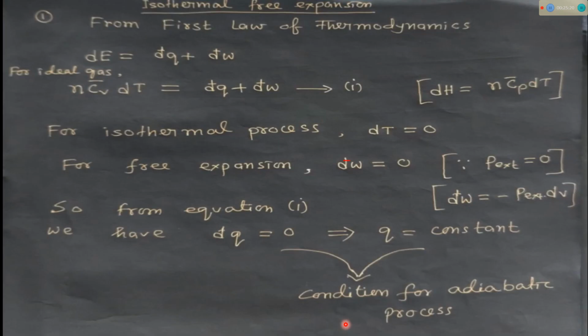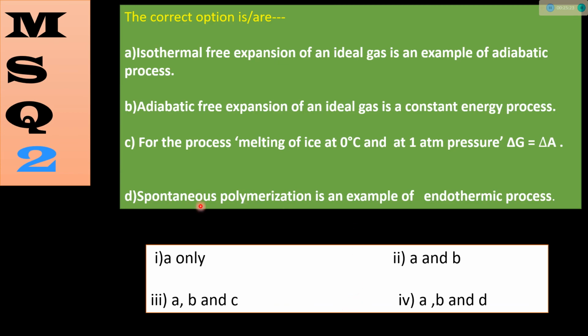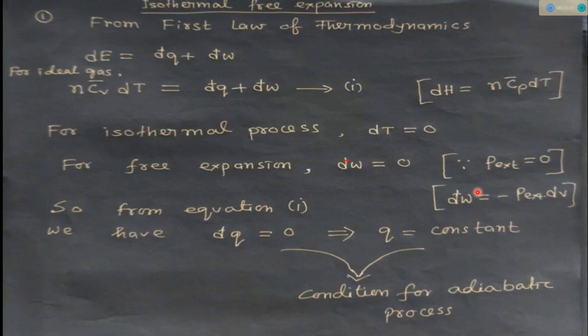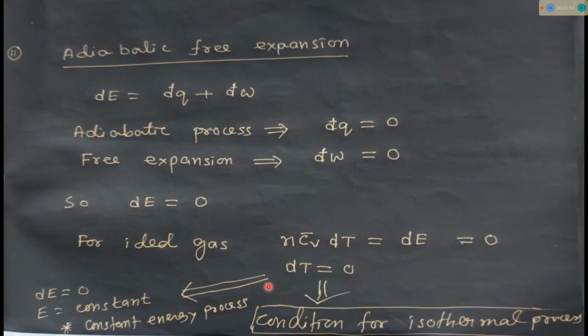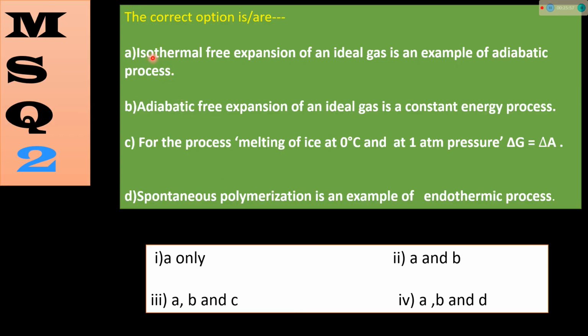But question में क्या दिया हुआ है, question में mention किया गया है spontaneous polymerization is an example of endothermic process, so it is wrong. With that we saw and proved that spontaneous polymerization is an example of exothermic process. Del H is negative means exothermic process. So for spontaneous process del G negative, for polymerization process always del S is negative, that's why from this equation del H become negative. So it is a condition for exothermic process, not endothermic process. So option A is correct.